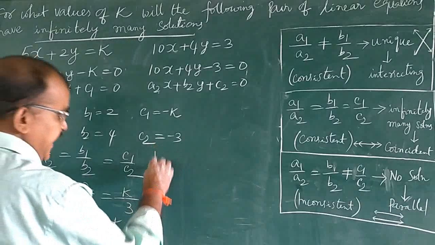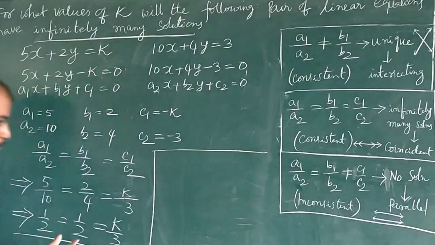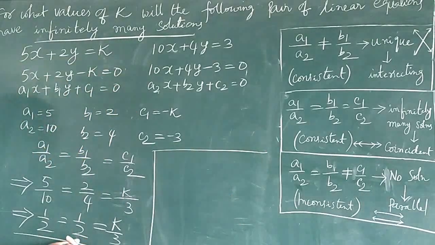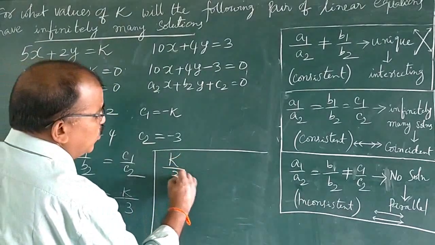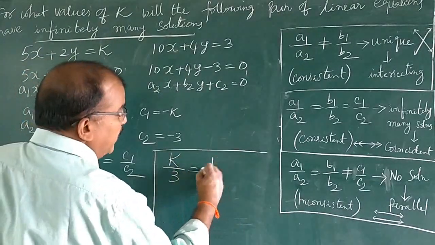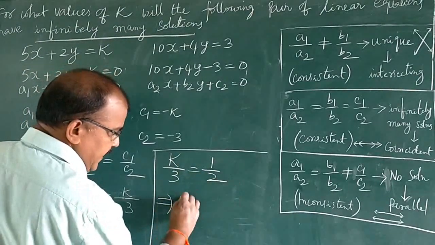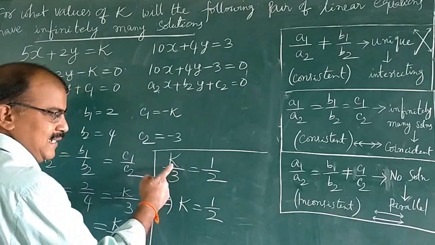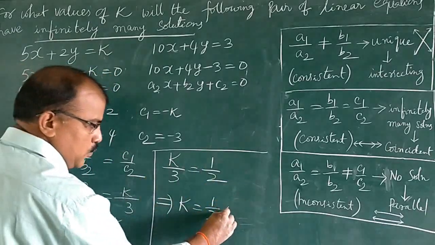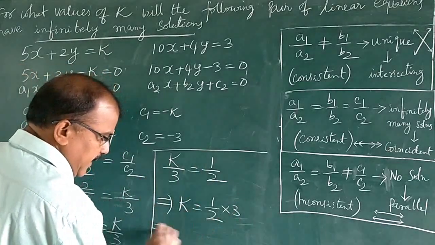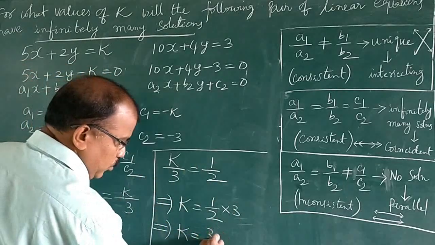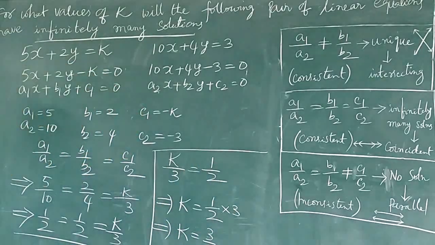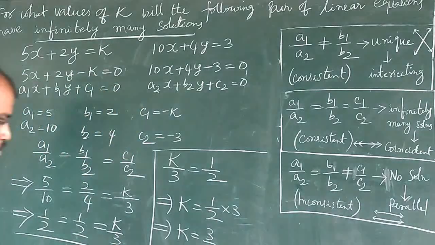From this, we can find the k value. You can compare the second ratio and third ratio. So, k by 3 is equal to 1 by 2. That implies k is equal to 1 by 2, this divided by 3 will be transposed into 3. That implies k is equal to 3 by 2.